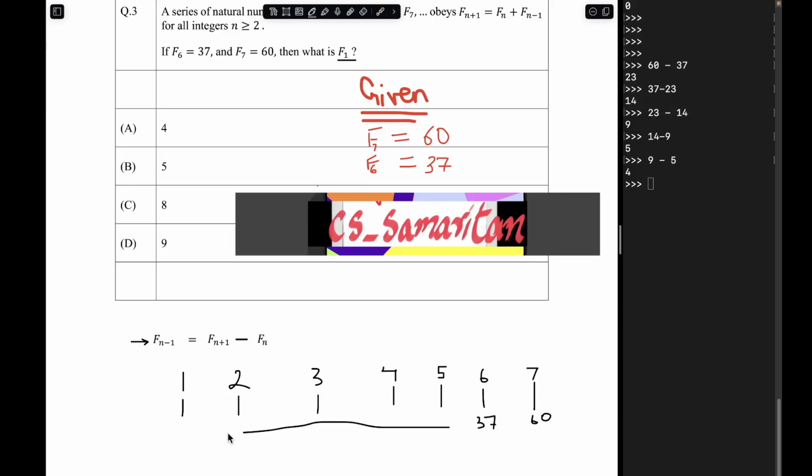And like this, we get 4. And which option matches this quantity? The first option matches this quantity, that is 4.